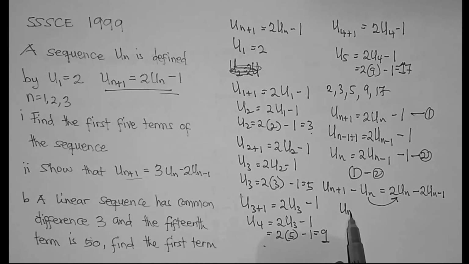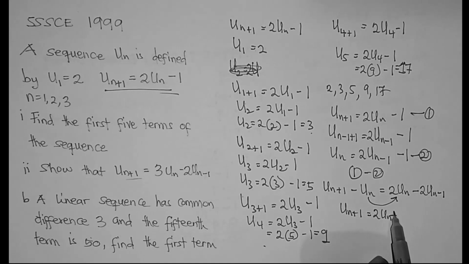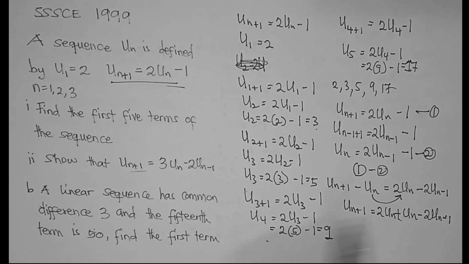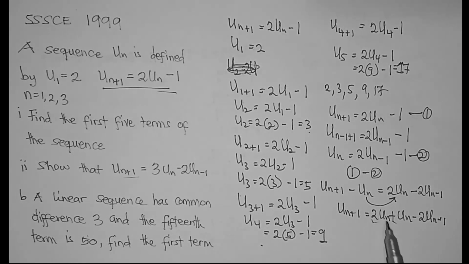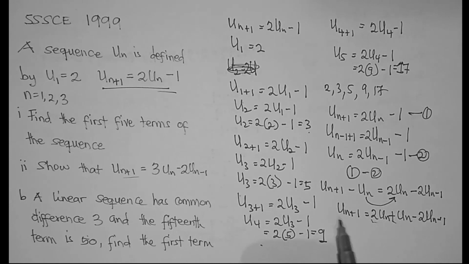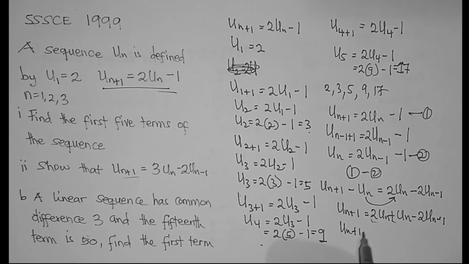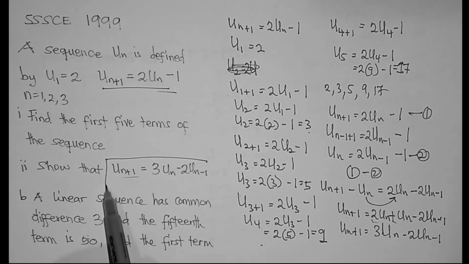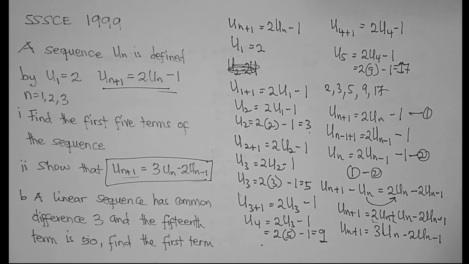So u(n+1) is equal to 2u(n), which is this, plus u(n) from here, minus 2u(n minus 1). So u(n+1) is equal to 2u(n) plus u(n), which is 3u(n), minus 2u(n minus 1). And that was exactly what we are asked to prove in the question.